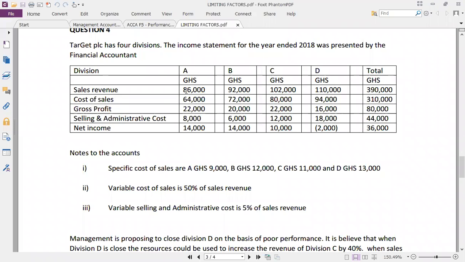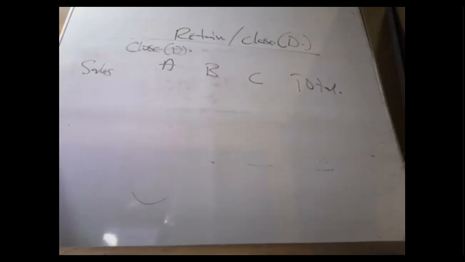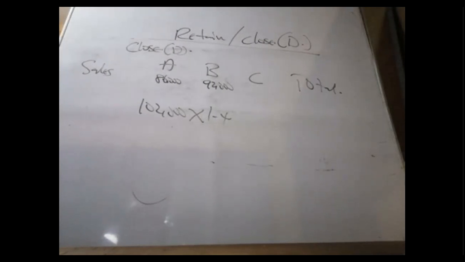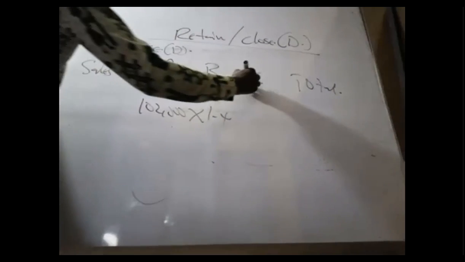It's only C that changes, because they are shutting down D, they will use the resource to produce more of C. So C will increase by 40%. In such questions, just relax and use the percentages they are giving us. Bring A and B, 86,000 and 92,000. But for C, it's 102,000. I have to multiply by 1.4. What do you get? 142,800.